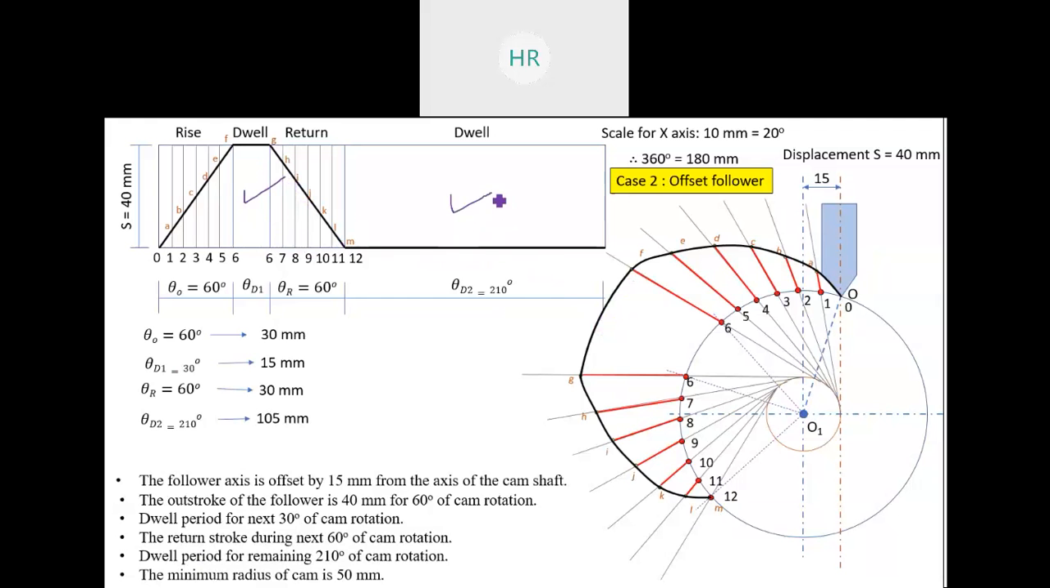Now the turn is for theta d2, that is the remaining portion, the 210-degree angle dwell period. So what you have to do, take the radius equal to O1 to 12, or you can say the radius of this base circle, and draw the arc or complete the profile. So this will complete our cam profile with offset follower. So now if we rotate this cam in this direction, the follower will follow this displacement diagram.